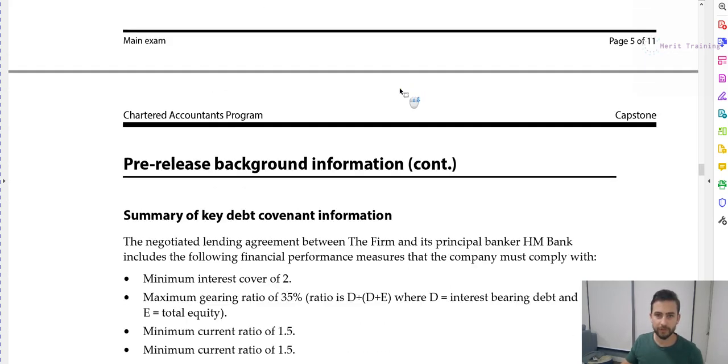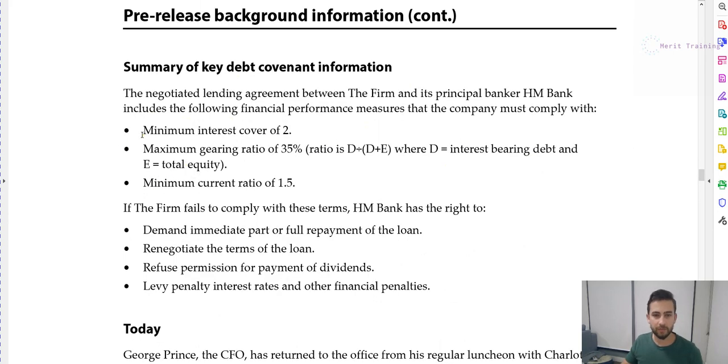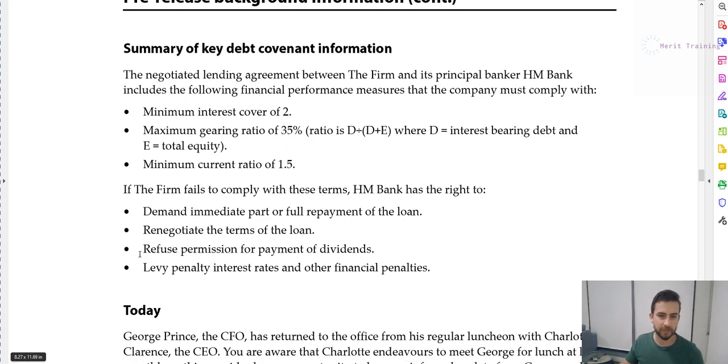Okay, still in the pre-release information. So, summary of key debt covenant information. The negotiated lending agreement between the firm and its principal banker includes the following financial performance measures that the company must comply with: a minimum interest coverage ratio of 2, minimum gearing ratio of 35%, minimum current ratio of 1.5. If the firm fails to comply with these terms, HM Bank has the right to demand immediate payment or full repayment of the loan, renegotiate terms of the loan, refuse permission for payment of dividends, levy penalty interest, and other financial penalties. So what I'm going to do is summarize these key points.